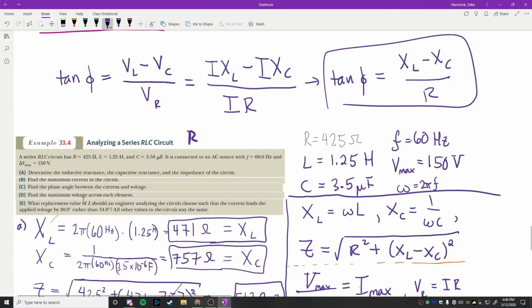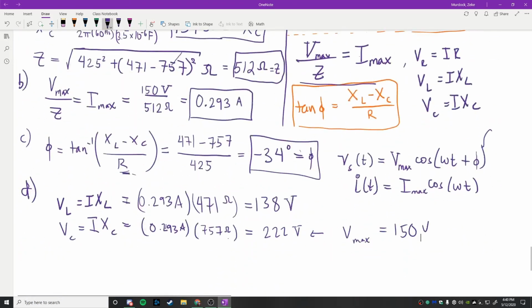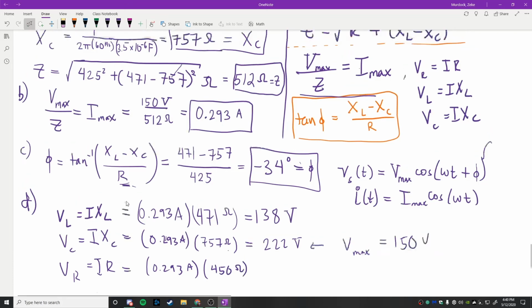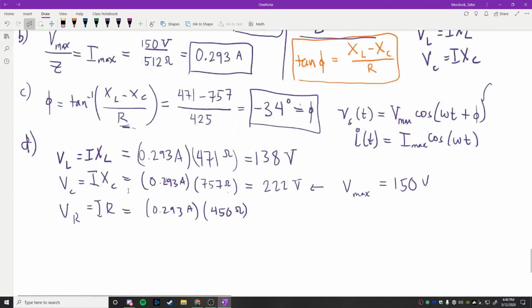Voltage across each element. The voltage across the resistor. It's the last one then. That's going to be equal to IR, and that is 0.293. God, this gets so repetitive. And I think this was 450. 425. Here we go, 425. Say 124 ohms. Or volts, sorry.